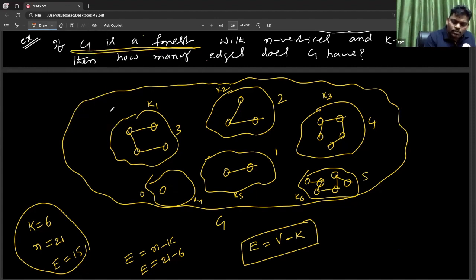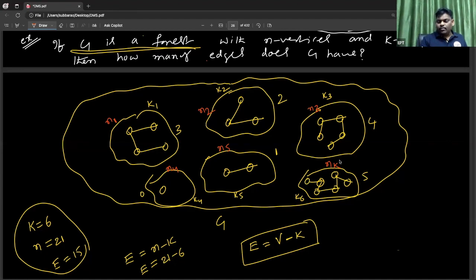Let us assume that here n1 vertices are there in the first component. Here n2 vertices, here n3, here n4, here n5 vertices are there. Let us assume here nk vertices are there. Can you help me, how many components? N1, N2, N3, N4, and so on, Nk. How many components? K components. K value 6.